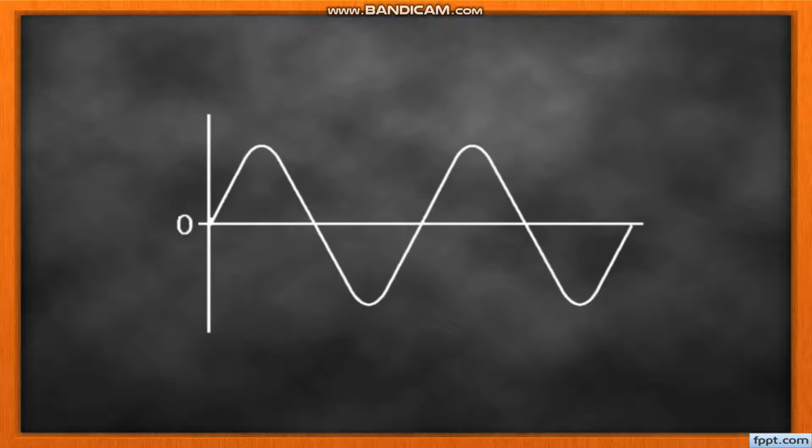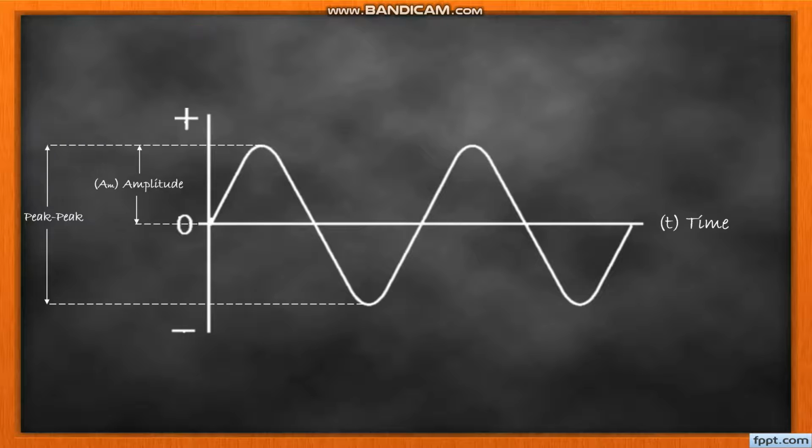Since the current and voltage are alternating, we can plot the current or the voltage with respect to time, and come up with a sinusoidal graph like this. Above the x-axis is current flow in one direction, and below is in the other direction. The distance between the peak of the wave and zero is called the amplitude. Find the distance between the top peak and the bottom peak, and you get the peak-to-peak value.